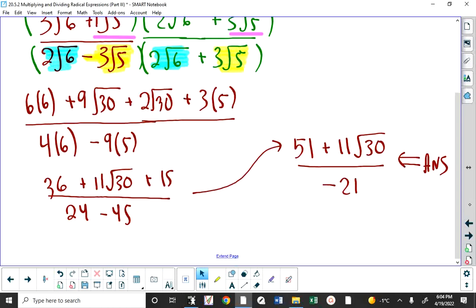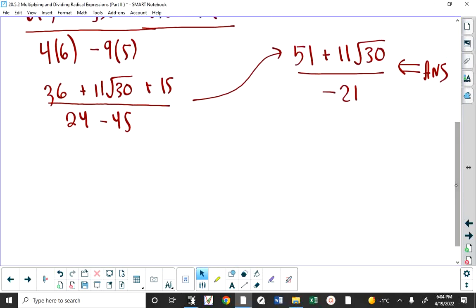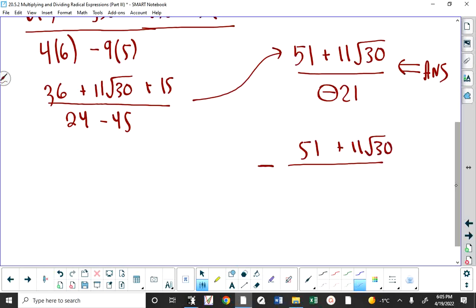Parting thought here. I know you know that I don't like putting a negative in the denominator. I'm not sure I would want to put this negative in the numerator because then that would make both terms negative. This is a rare case where I might want to put it out in front of the whole fraction and just write negative 51 plus 11 root 30 over positive 21. Alternatively, you could multiply it through, but I dislike that negative in the denominator.